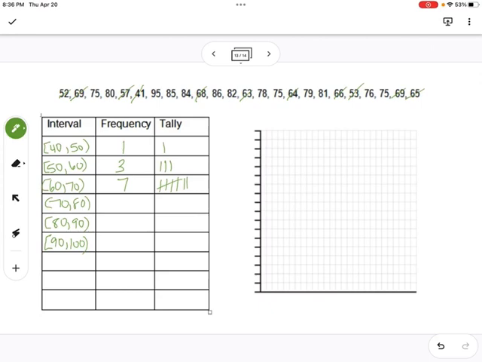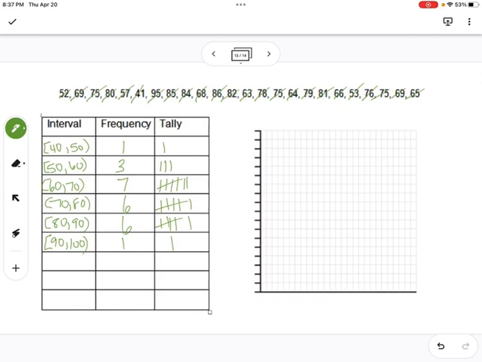Between 70 and 80, there's a 75, 78, another 75, 79, 76, and 75. So there's 6. Between 80 and 90, so 80, 85, 84, 86, 82, 81 gives us 6, and one last number, 95, so there's 1 for that interval.